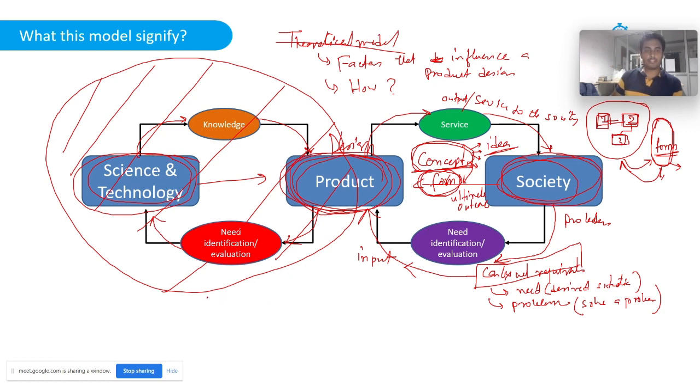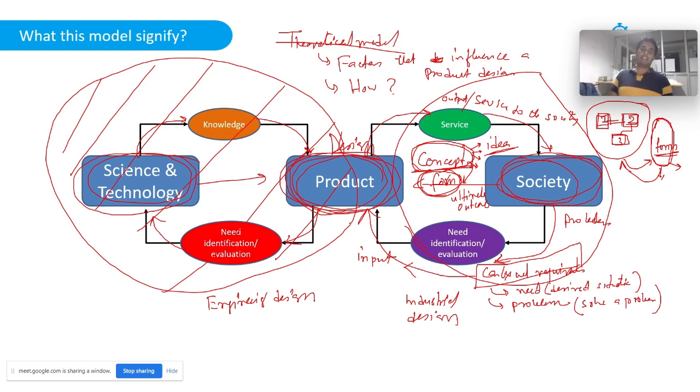Yes, so this is basically engineering design. Okay, and what is represented here is your industrial design, and a product design is basically a combination of both. So that's where you cover both the form aspect as well as the functional aspect.